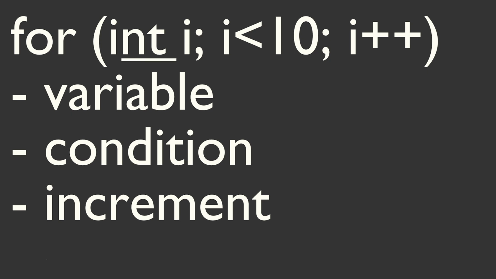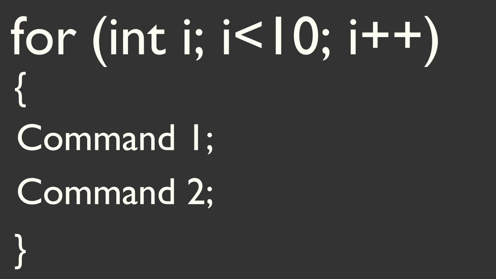The int i is a definition of a variable called i. I'll go into more detail with variables in another video. i < 10 is a condition that says it will be repeated as long as i is smaller than 10. i++ means that i is incremented, meaning increased, every time this is repeated. The actual commands to be looped are written behind it, like an if statement.